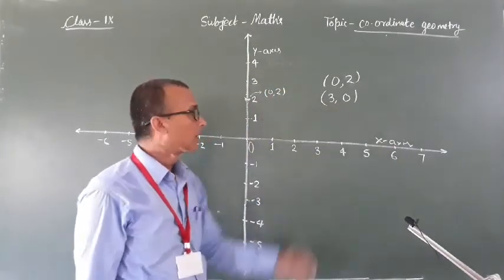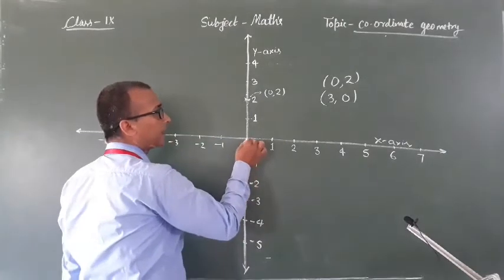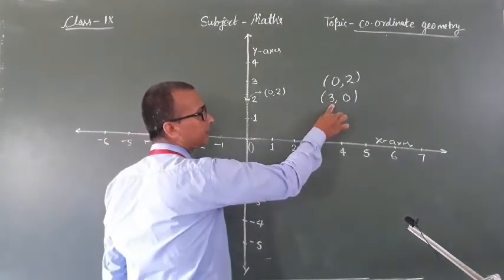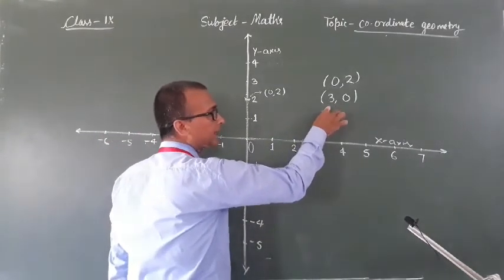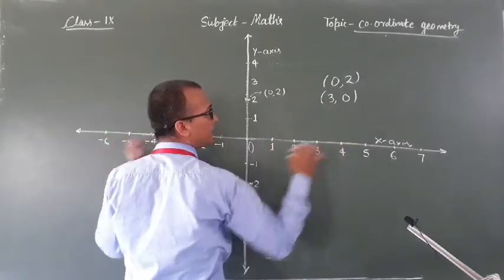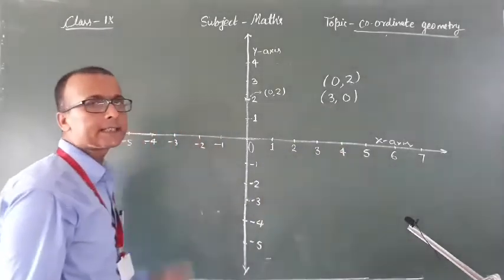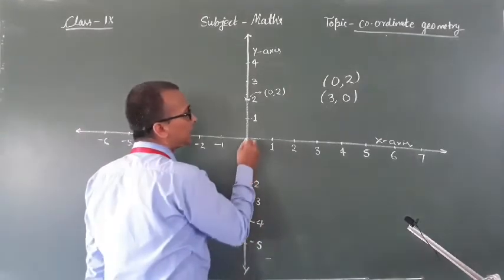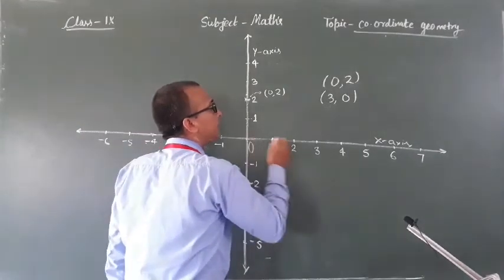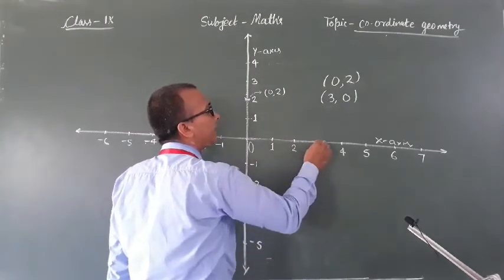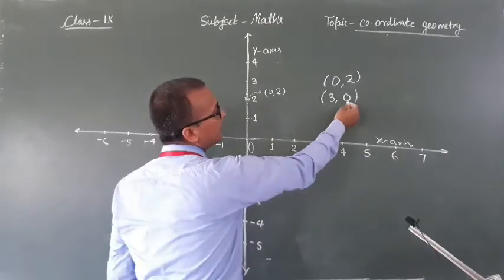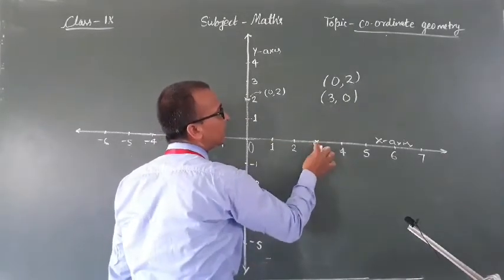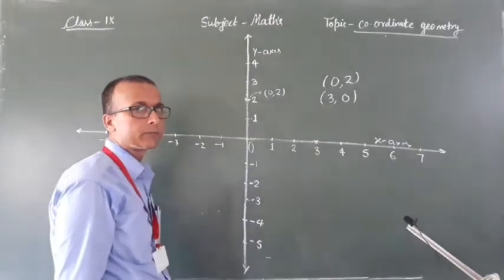Now (3, 0). 3 is the first number, and this number will represent the measurement on the x-axis. It is positive, so we will go in the positive direction 1, 2 and 3, and y is 0. It means this point is (3, 0).